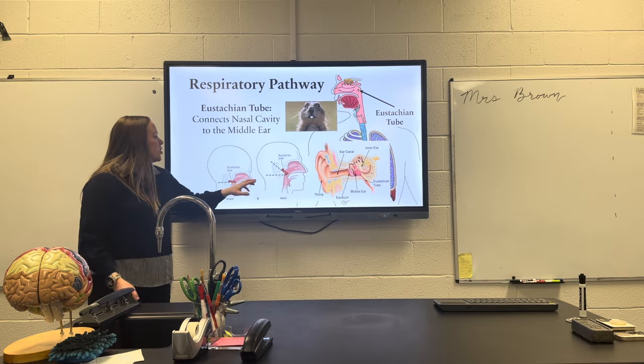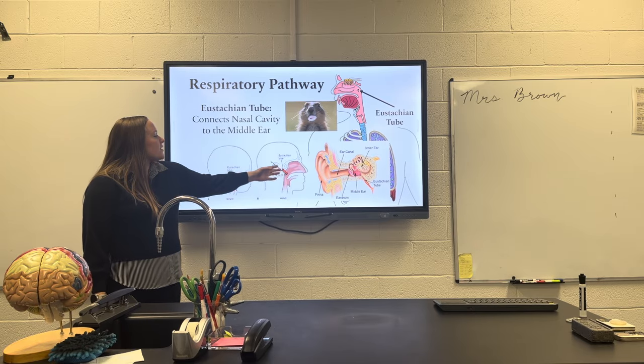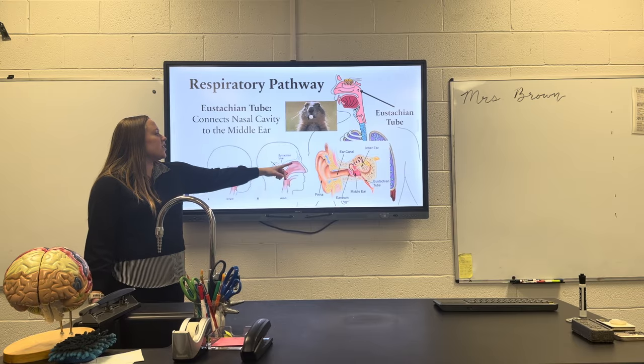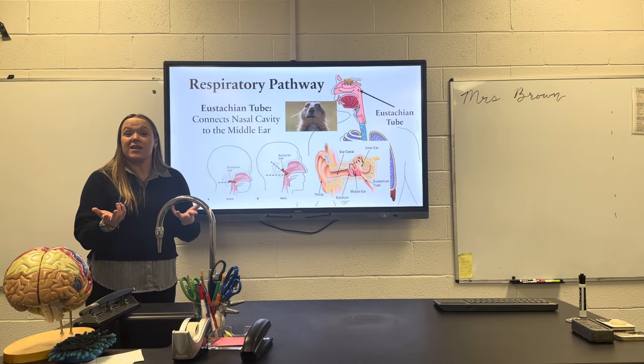But as you age, those bacteria can drain more easily out into the nasal cavity so that you don't get as many ear infections.